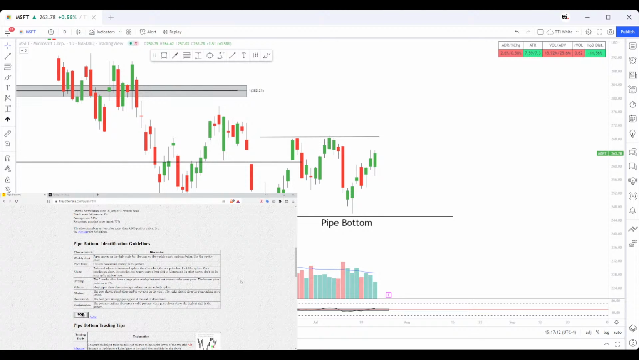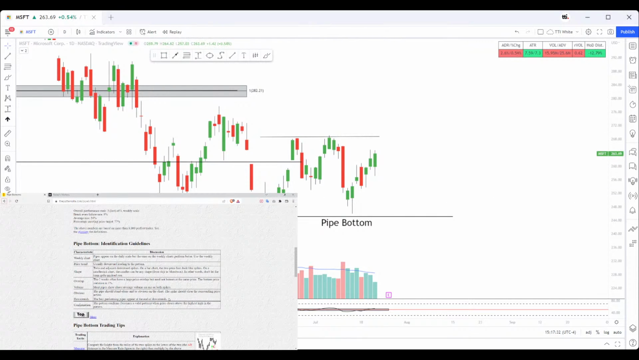Most pipes show average volume on one or both, above average volume on one or both spikes. Basically, obvious, the pipe should stand alone to be obvious on the chart. The spike should clear the surrounding price action. You got the spike, it's obvious. Best performing pipes appear at the end of downtrends.